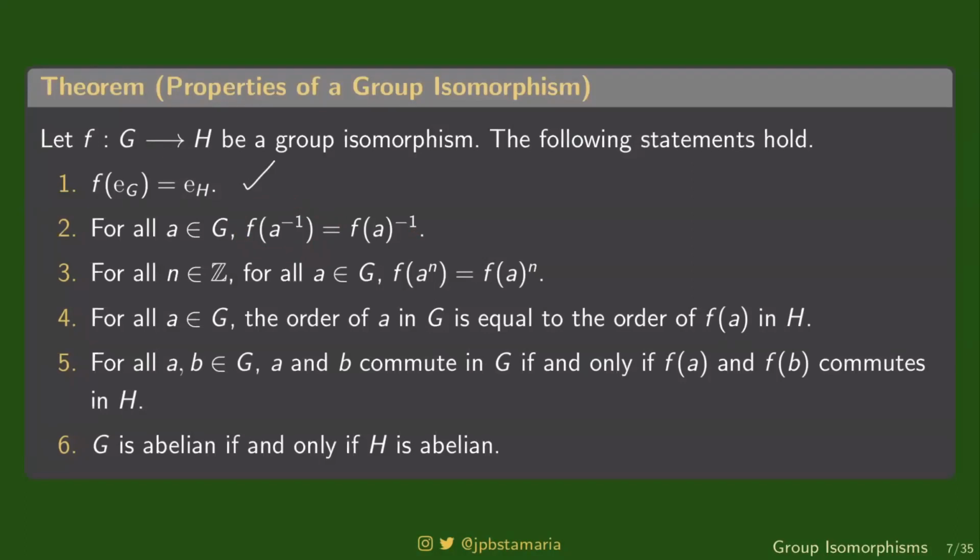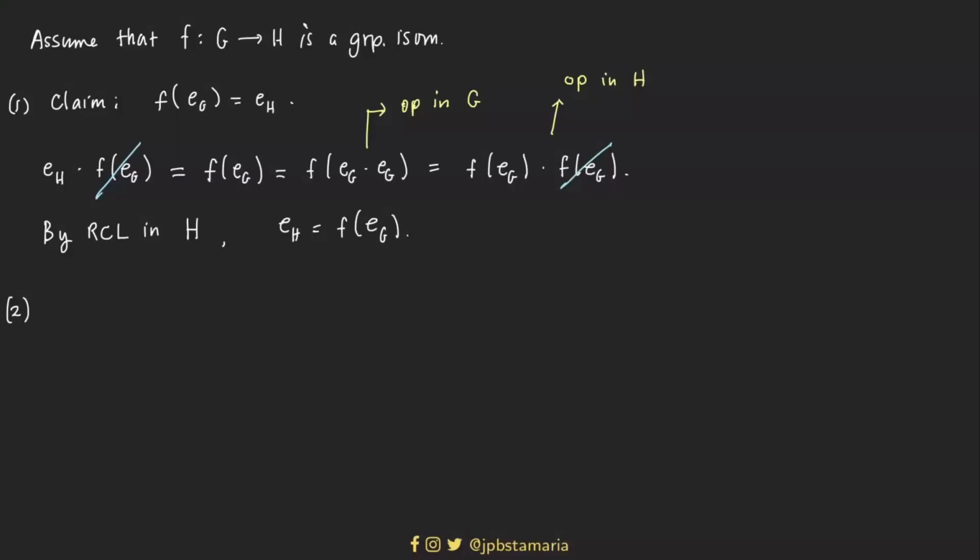Magkaiba yung left at right niyan eh, di ba? Yung una, kukunin mo muna yung inverse ni A bago mo i-apply si F. Yung pangalawa, apply mo muna si F bago mo kunin yung inverse. But they will always lead to the same thing. Why is that so? Kasi pag minultiply mo yung F of A sa F of A inverse, these are elements in H, kaya multiplication ni H. Because F is operation preserving, that's the same as F of A times A inverse.